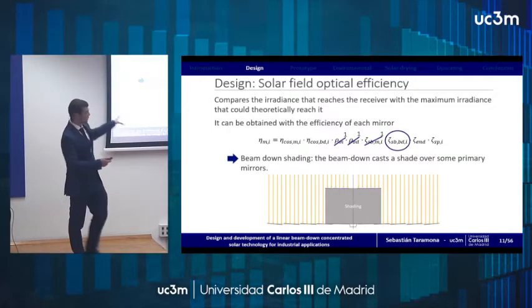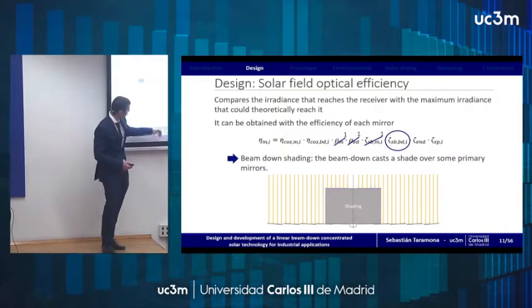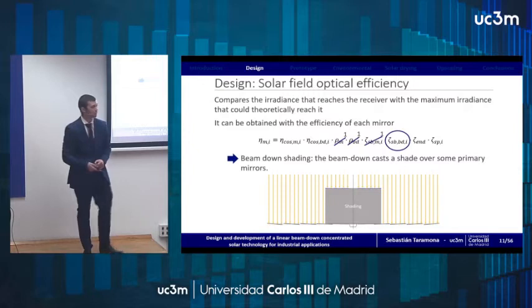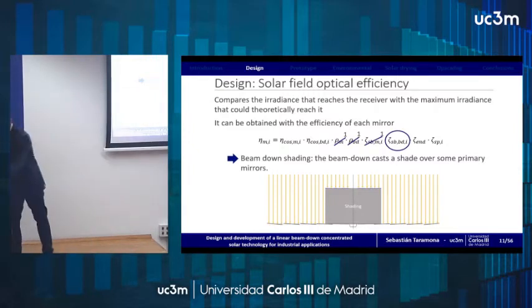A loss that is not negligible, and it's one of the most important drawbacks of this process, is the beam down shading. That's the shade casted by the secondary reflectors, as you can see in the figure, onto the primary mirror field. And this is one of the bigger losses we have to take into account.